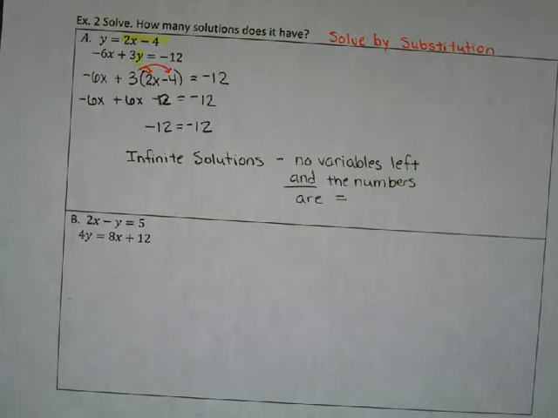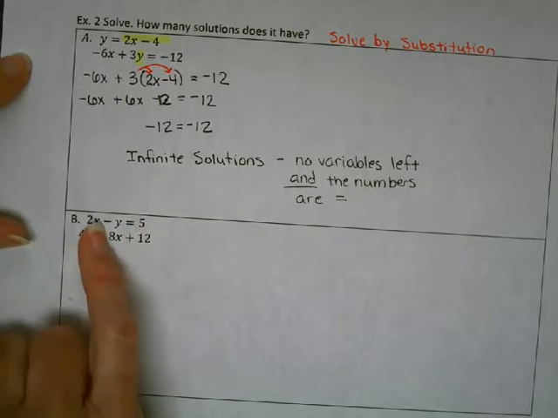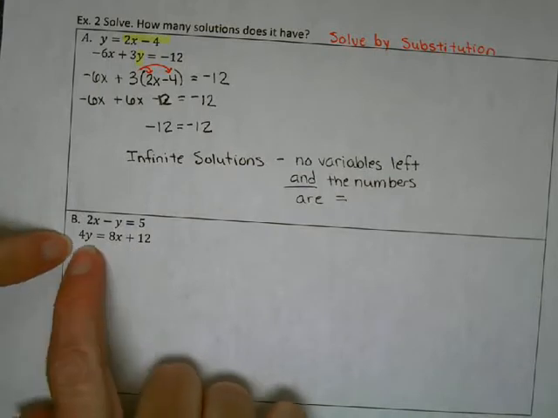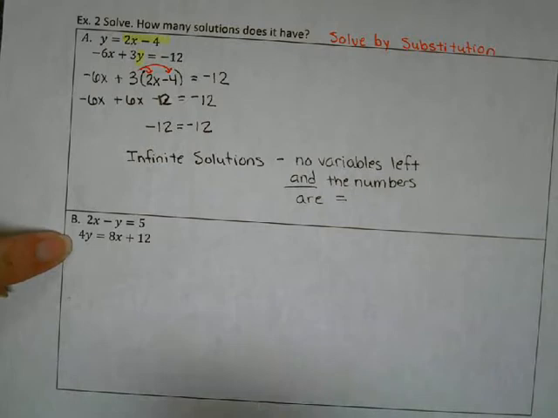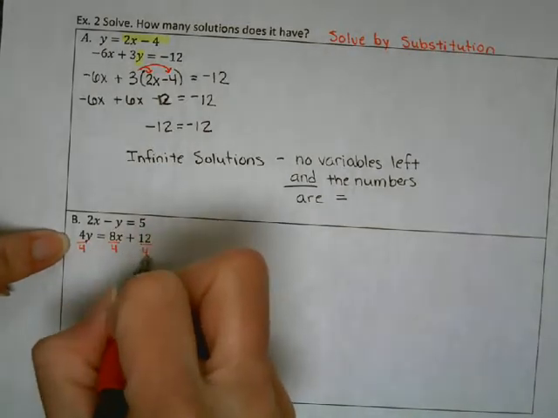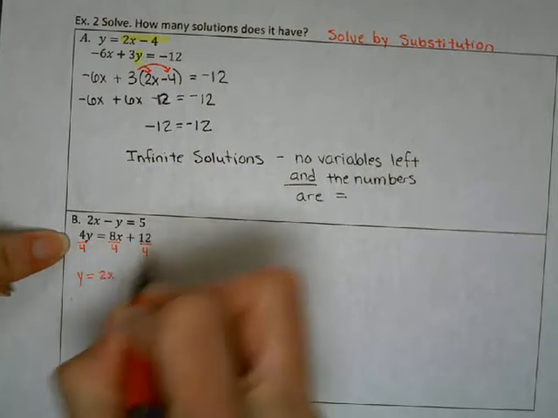Question B, we have to decide if we want to get x by itself, y by itself. It doesn't matter. You could use the top equation to get y by itself. You would just need to add y to the other side and subtract 5. This one's almost y by itself. The only thing we would have to do would be to divide to get rid of that number. So I'm going to do that, I think. I'll divide these all by 4. So 8 divided by 4 gives me 2x. 12 divided by 4 gives me 3.